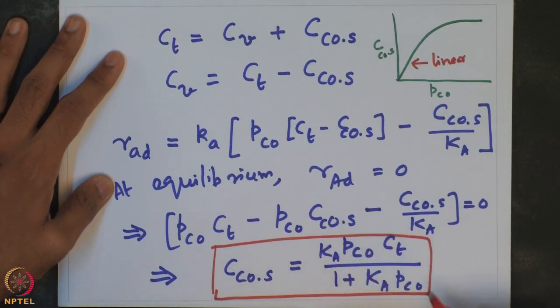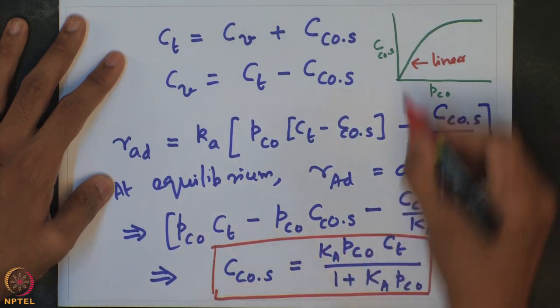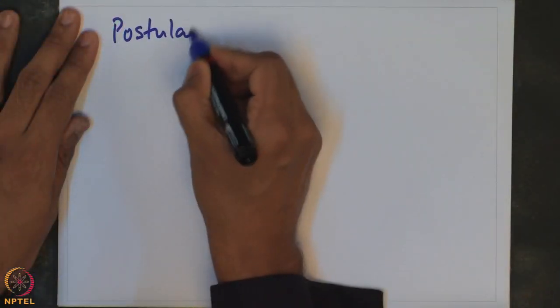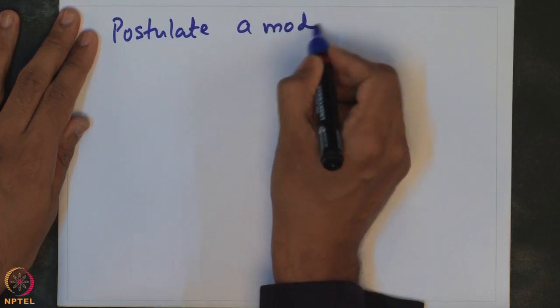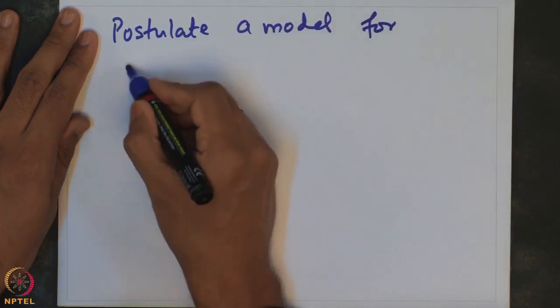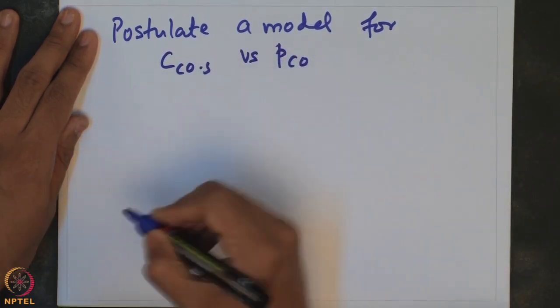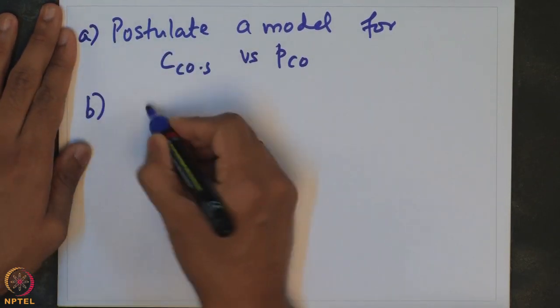One can deduce from this expression that if PCO is very small, then Ka times PCO is much smaller than 1, which essentially means that it behaves like a linear function with respect to PCO. So, now how do we know what the adsorption isotherm is? The best way to do that is to postulate an isotherm, postulate a model for CCOS versus the partial pressure of CO, and then validate with experimental data.